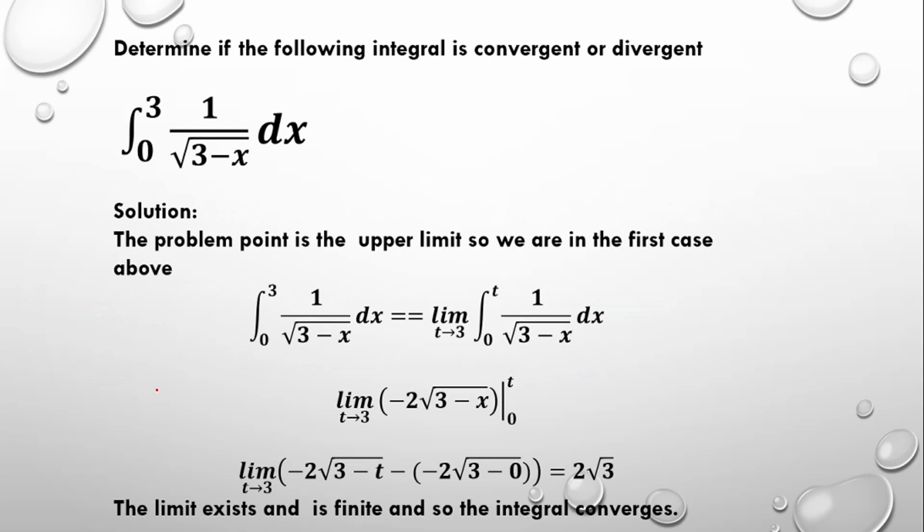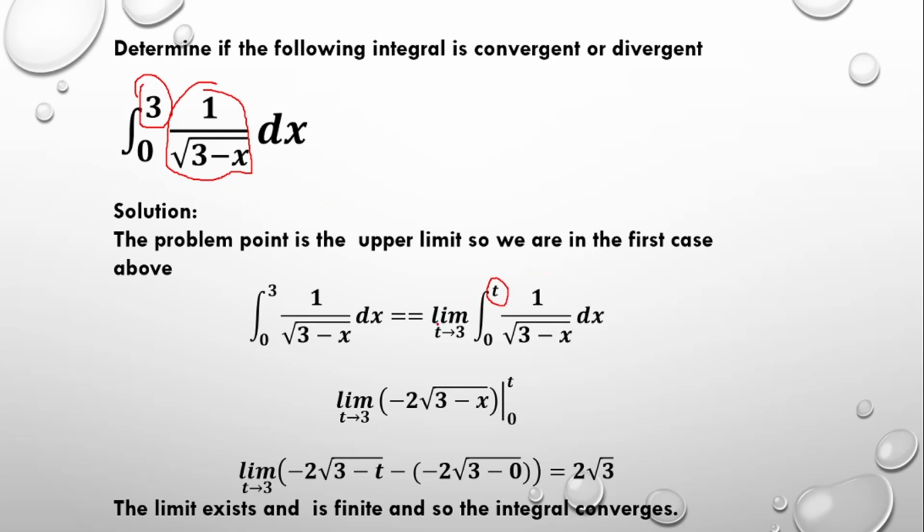Let's move on. So let's take an example. Determine if the following integral is convergent or divergent. With this, now we know this is our function. What we need to do is find the value which will make this function undefined. Now when you put 3 here, it's going to be 0. Root of 0 is 0. 1 over 0 is undefined. So it means the value we are getting is 3. So we are going to replace it with an alphabet, t.